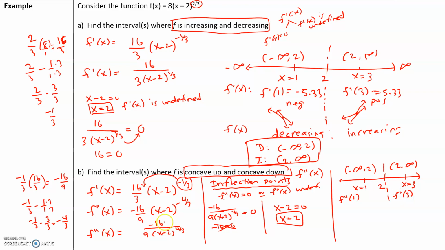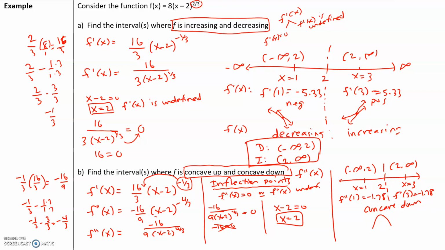Once again, take the second derivative function, put it into Desmos, and then find f double prime of 1 and f double prime of 3. So f double prime of 1 is going to equal negative 1.78, and f double prime of 3 is also going to equal negative 1.78. It's kind of weird. So this means that in both intervals, the function is going to be concave down, which means it's going to have an M shape.